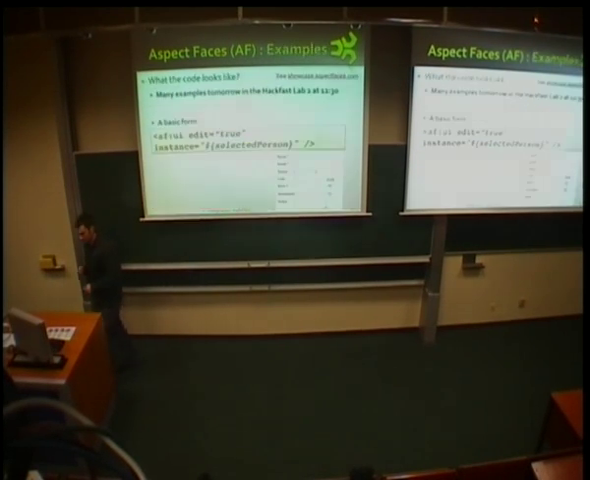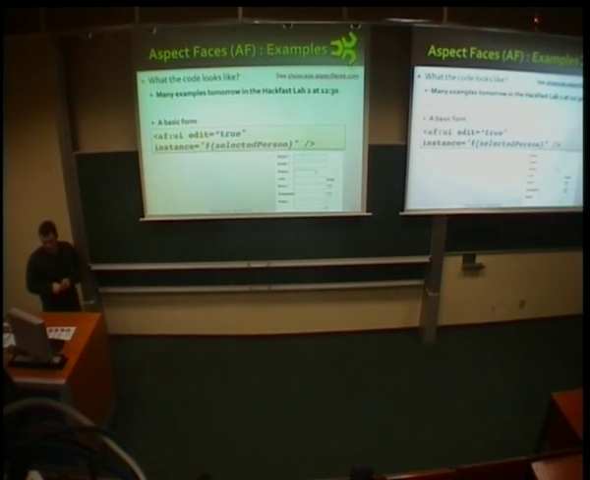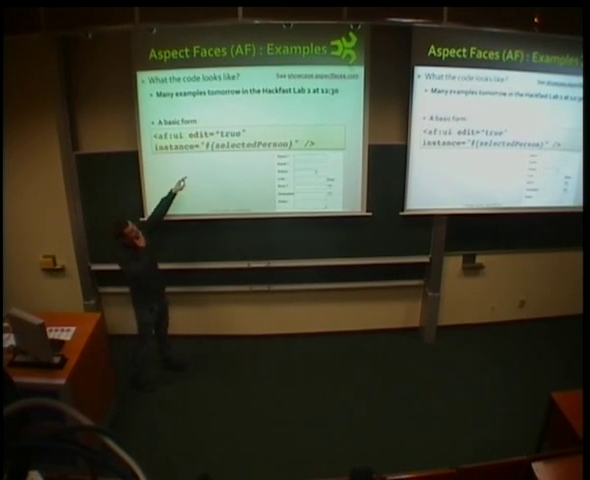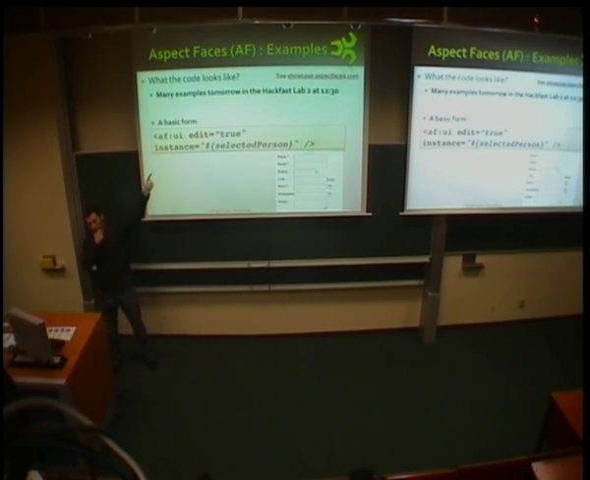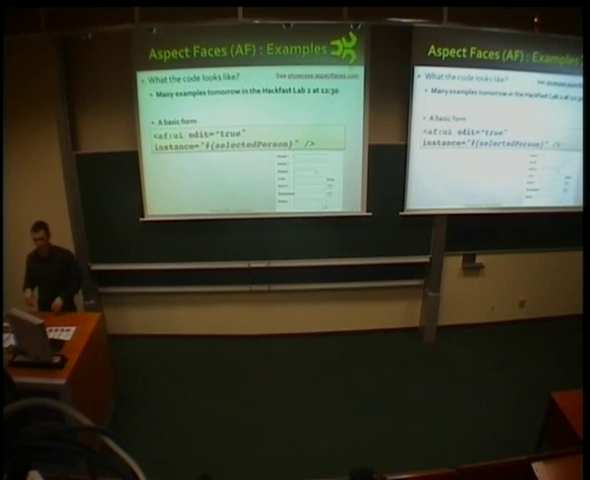Let's look at what we have next. Well, here are some examples. I've shown you a simple form. We will show you much more if you come to see us tomorrow at 12:30. We have a lab, so we will have plenty of time to explain all those details. Or you can look at the showcase at aspectfaces.com. And if you have a computer in front of you, do that, because it's quite nice to see how much code you can reduce. So what else?